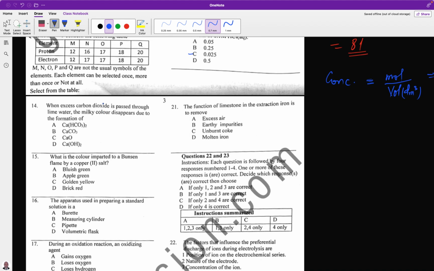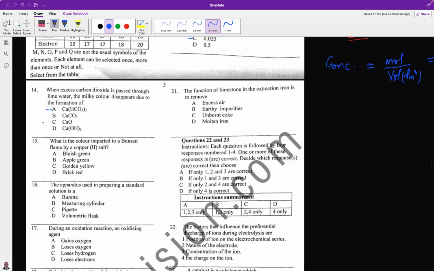Remember that when carbon dioxide is passed through lime water, the lime water will turn milky, but when excess of it is passed through, the milkiness will disappear and there will be the formation of calcium hydrogen carbonate. So A is our answer.